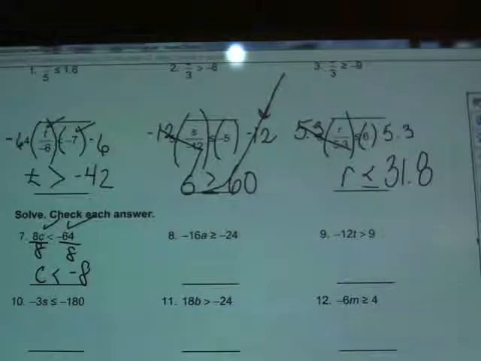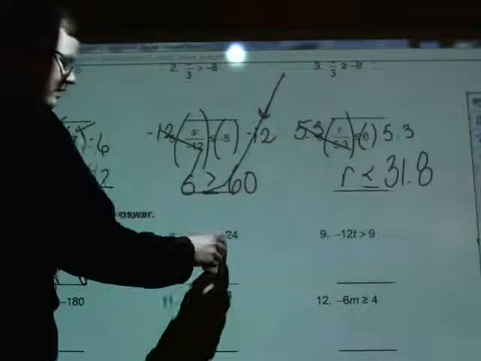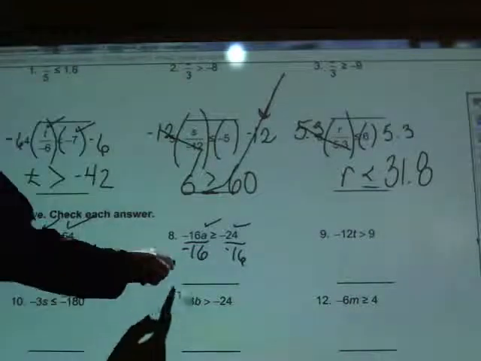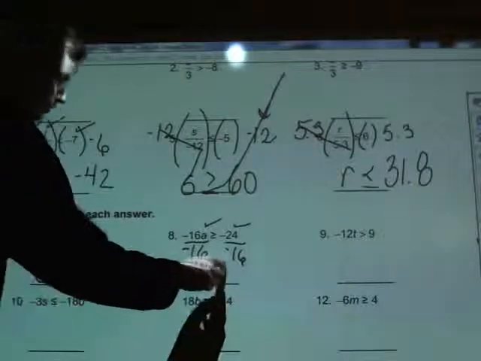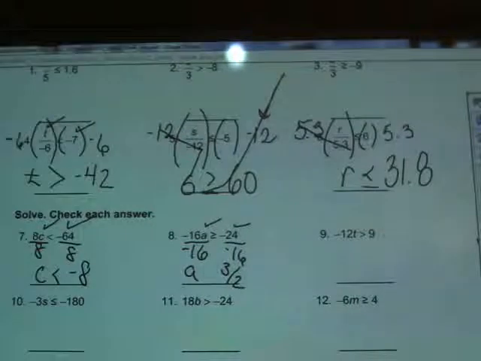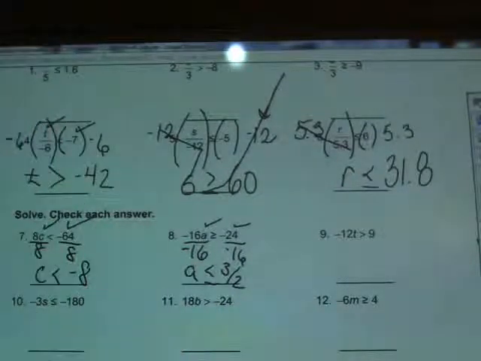Negative 16a is greater than or equal to negative 24. So I'm going to divide both sides by negative 16 to solve this one. Again, keeping that variable a on the left and keeping negative 24 on the right, just like it's supposed to be. And so that's going to give me a, and 24 over 16, they're both negatives. The negatives will cancel each other out and give me a positive. 24 over 16 is going to give me 3 over 2, or if you want to write it as 1.5, you can. And again, I divided by a negative, so that's going to flip the inequality sign. So greater than or equal to is going to become less than or equal to. A is less than or equal to 3 over 2.